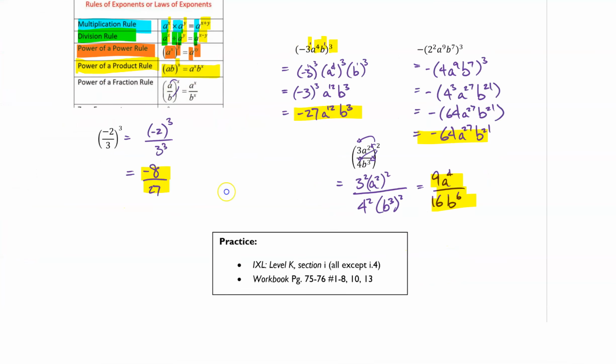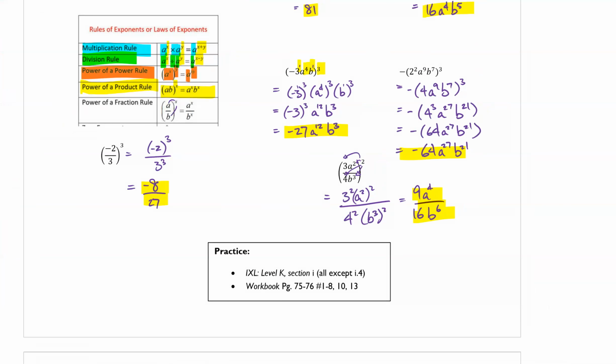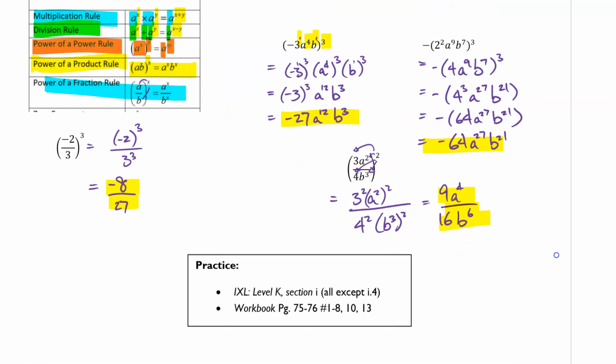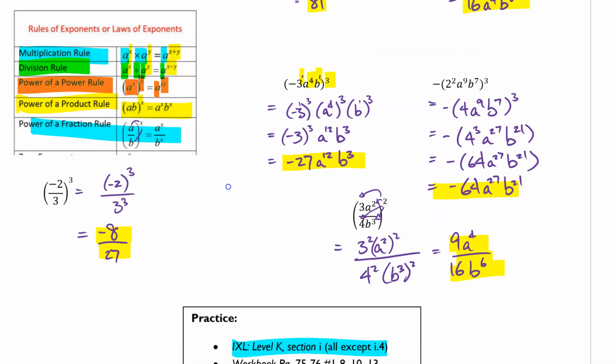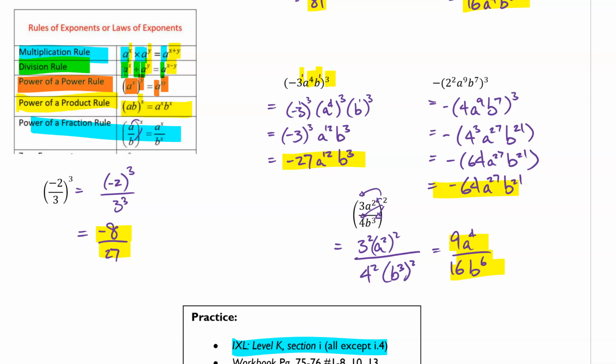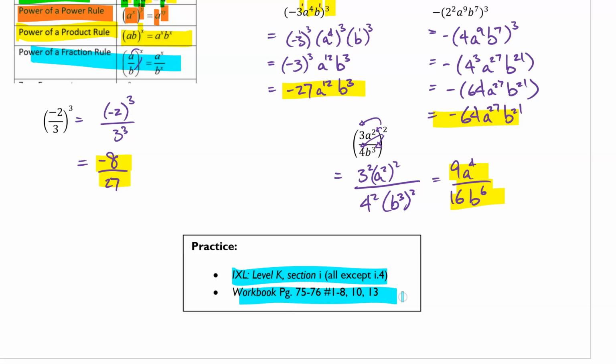Done. Okay, so hey, I just went through all these different rules with you guys. Hopefully it was pretty clear and nobody got super confused. It should be a review and all that stuff. I've got some practice here on the IXL stuff. You go to level K section I and just go ahead and try all those things, but don't do I.4, okay? As long as you're seeing any of these rules like multiplication rule, division rule, power of a power, power of a product, power of a fraction rule, you can do it, okay? And then you also got these workbook pages for you to try too. Got it? Good luck. Fire me an email about anything you can't get, but it should be a review.